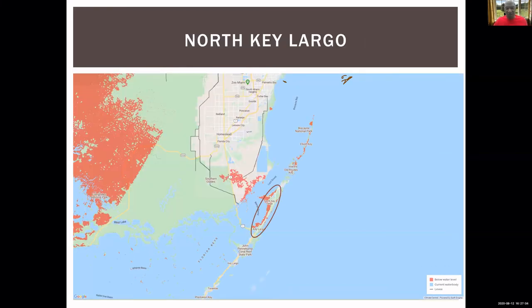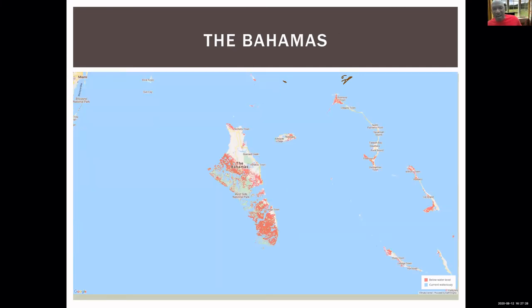This is North Key Largo, and about five people chose that location. It's not too far from Miami, and it's also very similar to the Ocean City location, and very prone to sea level rise. Let's go to the Bahamas. So this is where in the ocean, and it's not very different. Nichols is around here, and it's also very vulnerable to sea level rise.